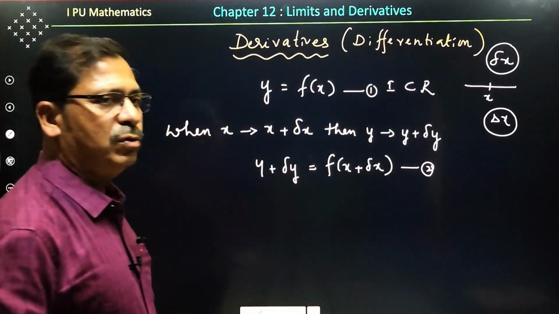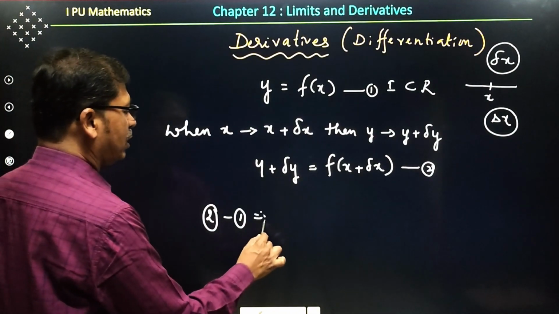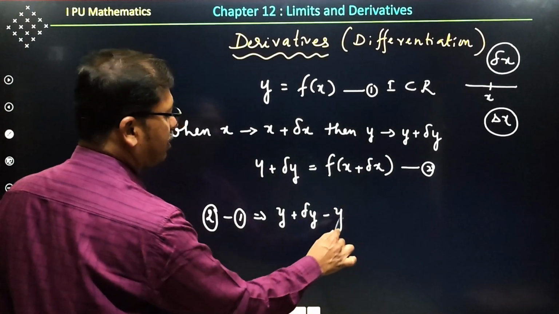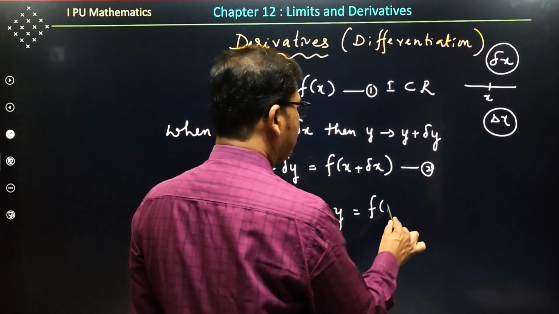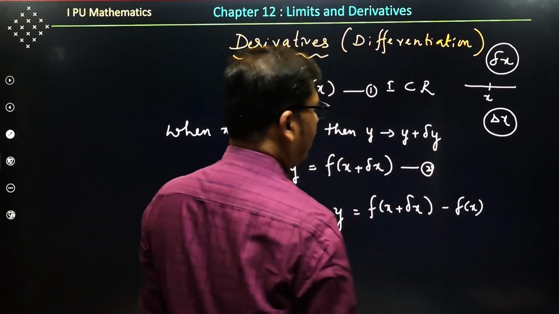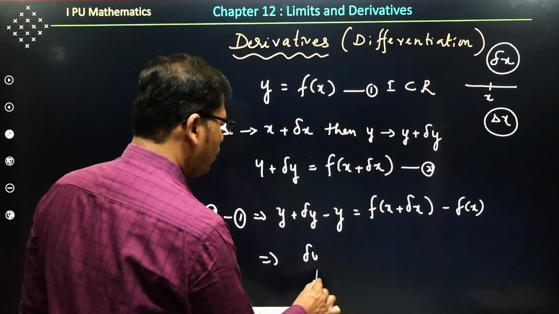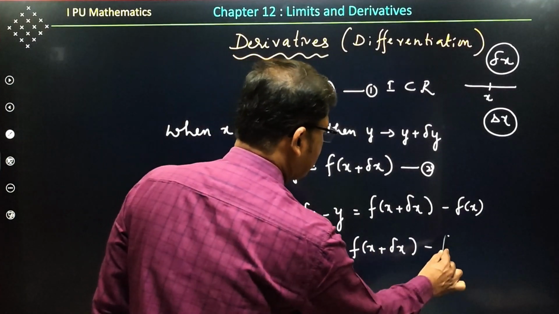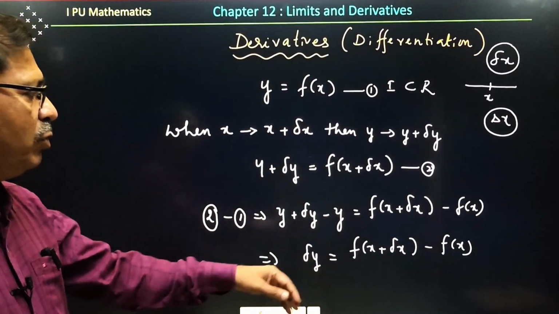Now let us take the difference of these two, equation number 2 minus equation number 1. This gives y plus delta y minus y, the difference on the left side. The difference on the right side is f of x plus delta x minus f of x. And then y and y cancel. So delta y is equal to f of x plus delta x minus f of x. Now I would like to divide by delta x on both sides.